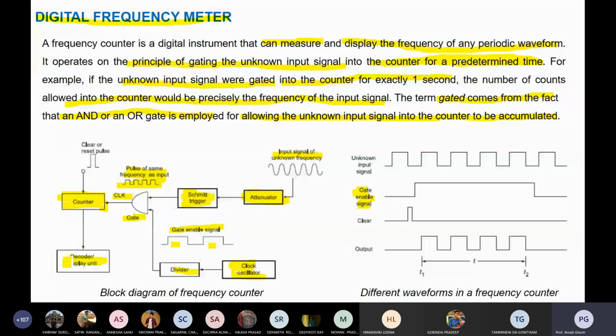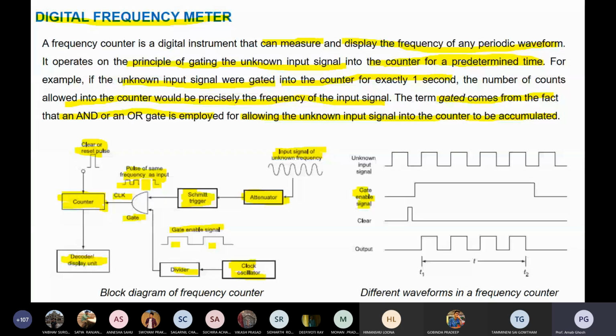And the decoder and display unit, so analog to digital, then the clear or reset pulse. That pulse should be the same for the frequency as the input. So the input side frequency is similar to your generated pulse from the Schmitt trigger. Both should be the same, and that frequency and the clear or reset frequency should be the same. Otherwise, if the signals are not synchronized, it will be resetting at a different value. Okay, that is not acceptable.